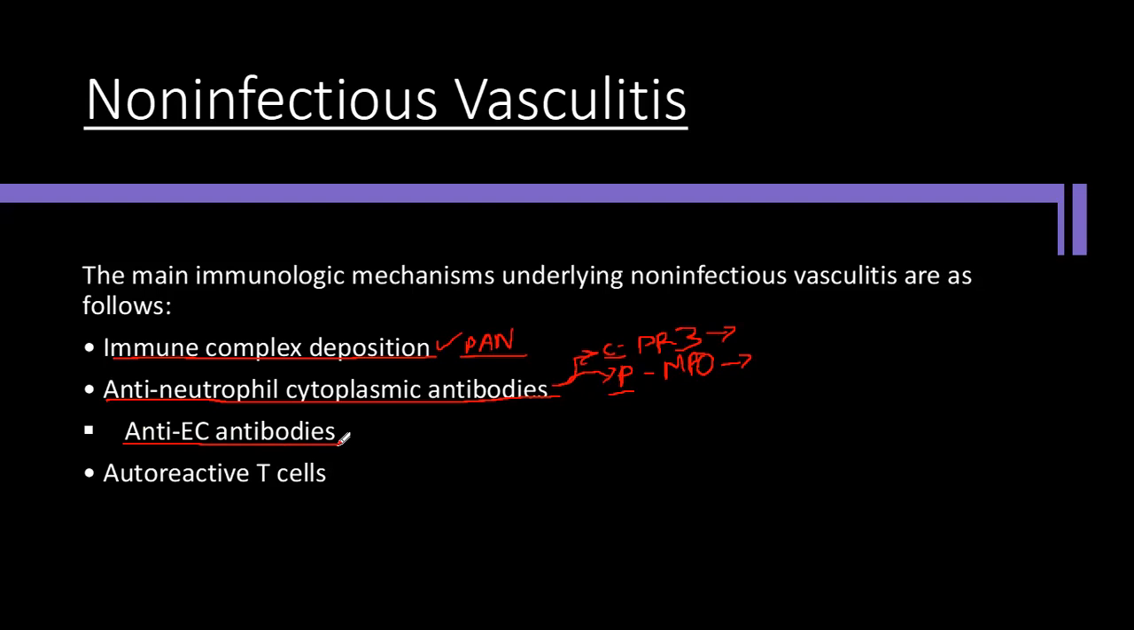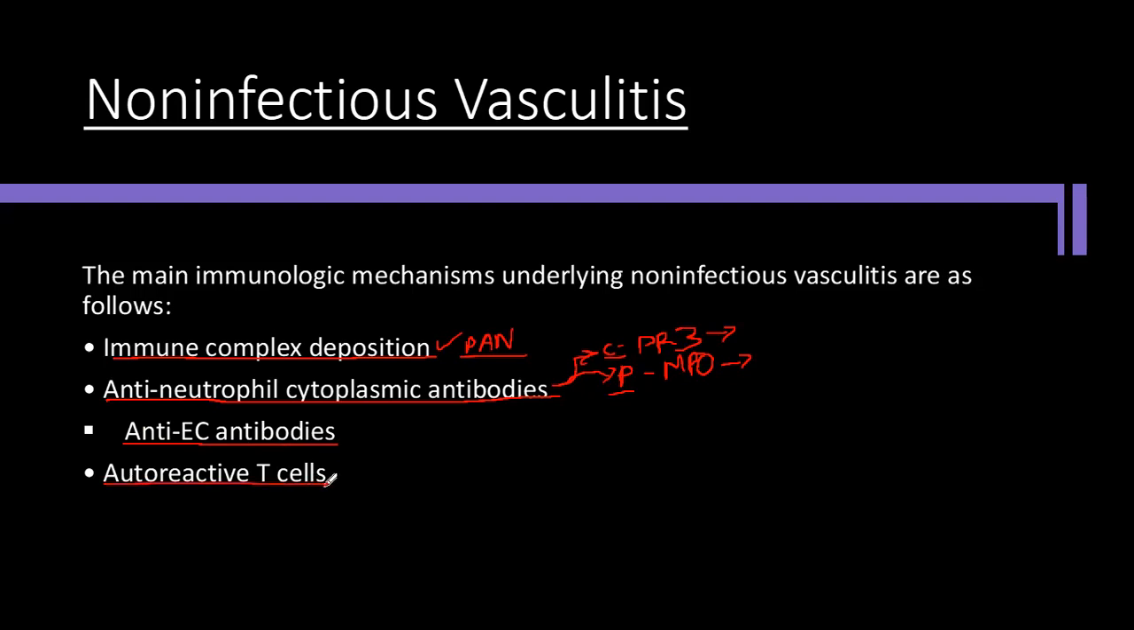Anti-endothelial cell antibodies are involved in one of the diseases known to cause childhood myocardial infarction, known as Kawasaki's disease. Please remember Kawasaki's disease. And how do you treat Kawasaki's disease? A very controversial way: you use aspirin in children, and that is controversial.